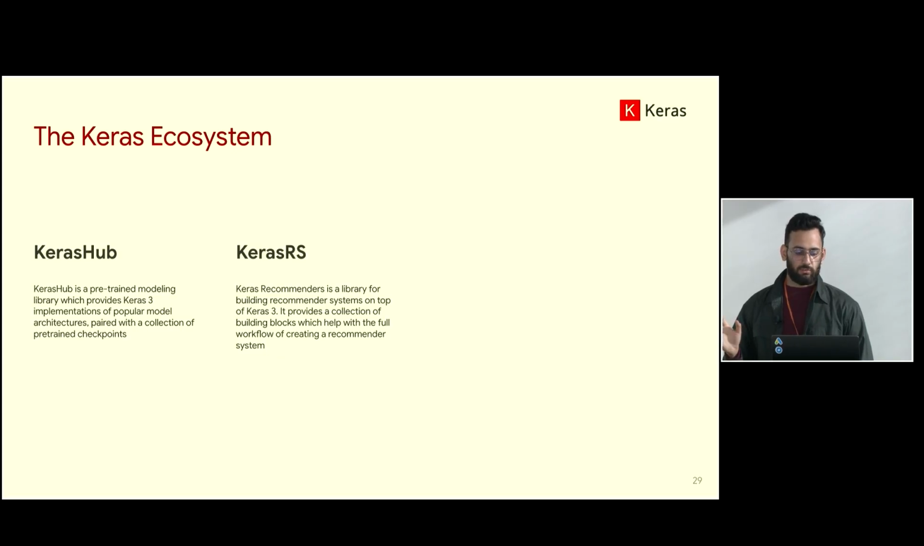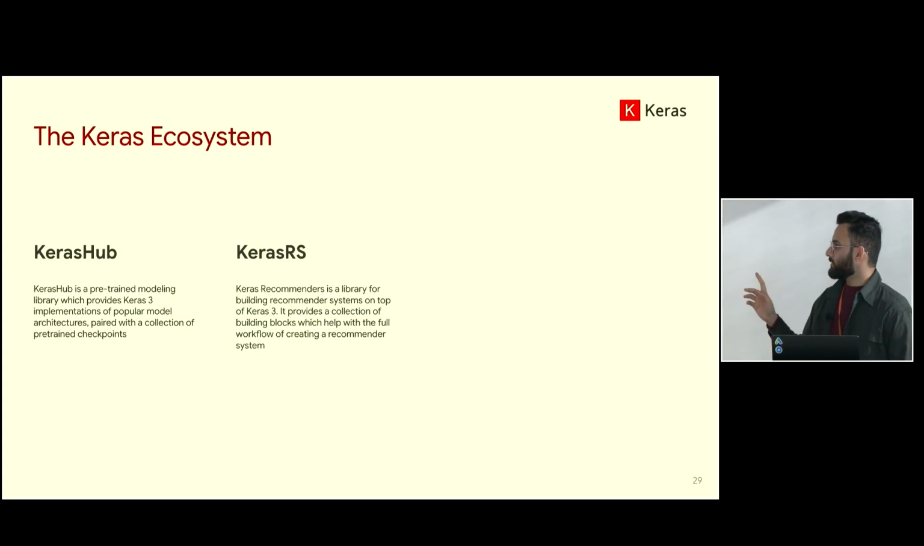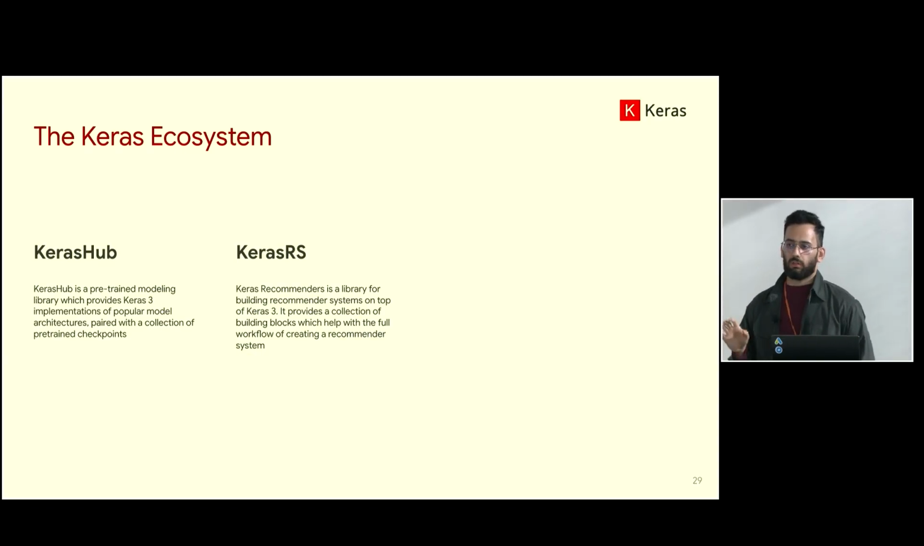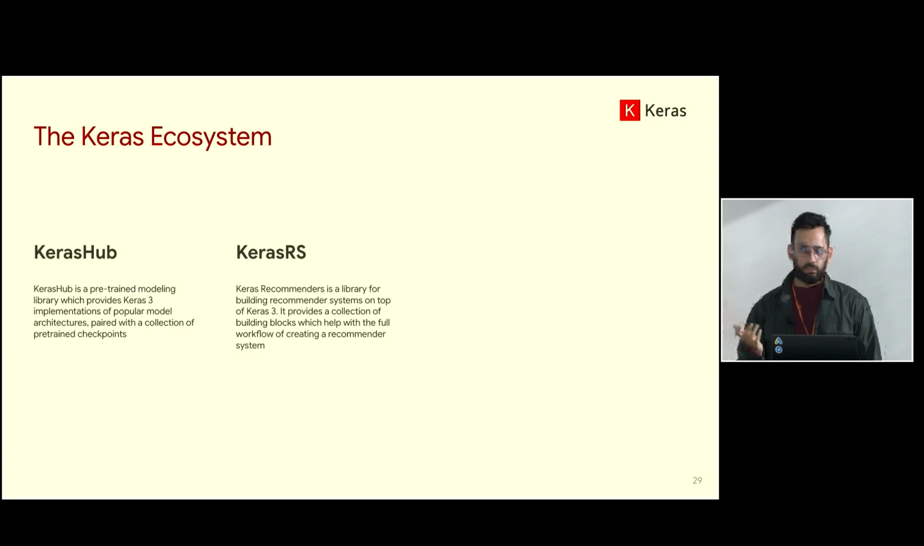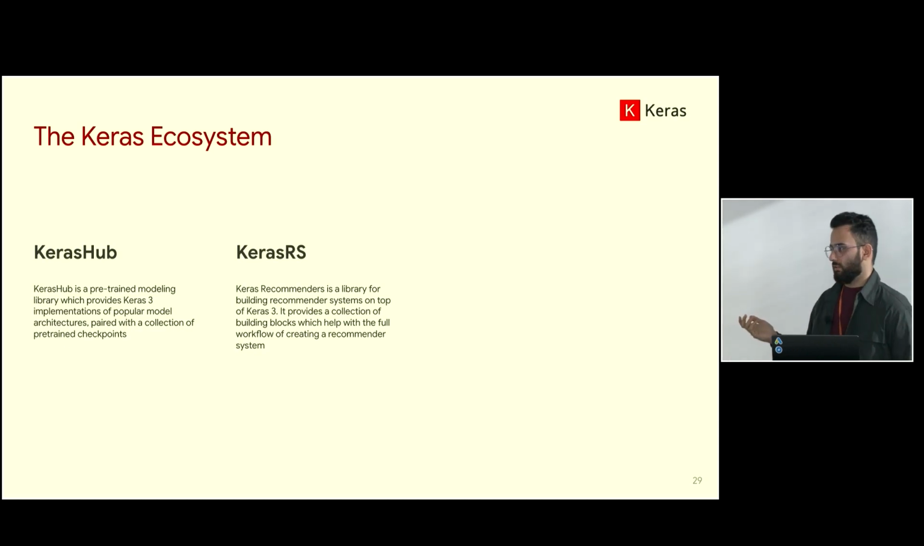And the Keras ecosystem consists of several libraries, but the two major ones that we actually work on right now are Keras Hub and Keras RS. So Keras Hub is very similar to something that you might already use. It's a pre-trained modeling library which provides the Keras implementations of most popular model architectures. Something like if you're looking for, let's say, the GPT OSS implementation, or some other implementation, you would usually find it there.